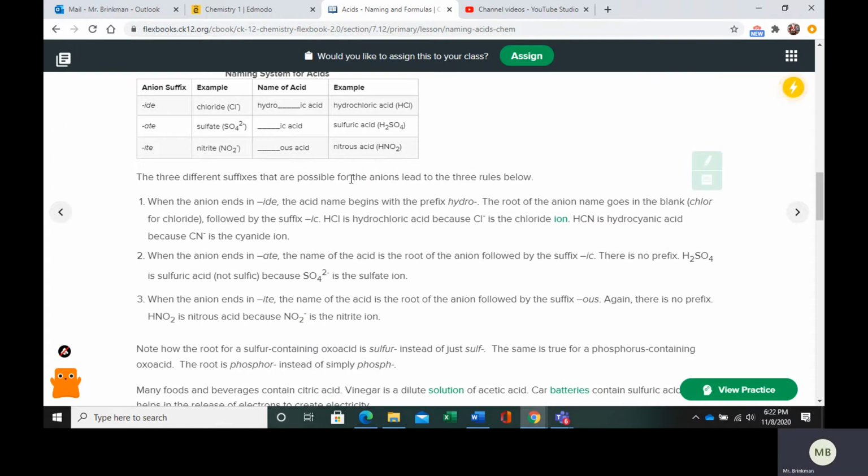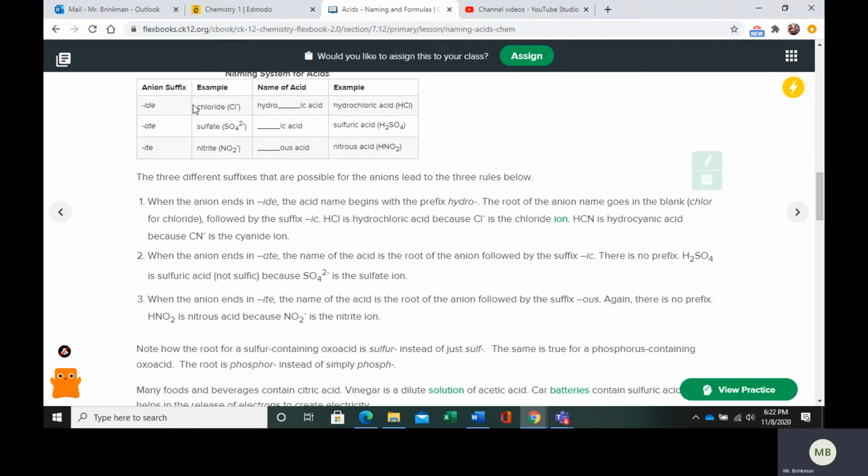There are 3 different suffixes for the anions. When we have the "ide," the acid is going to begin with hydro for the hydrogen, and then we have the root of the anion, and then we have the suffix "ic."